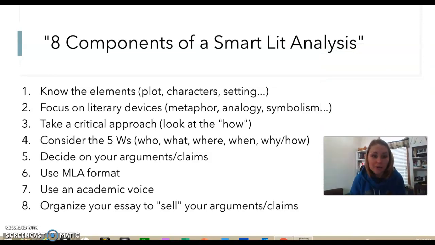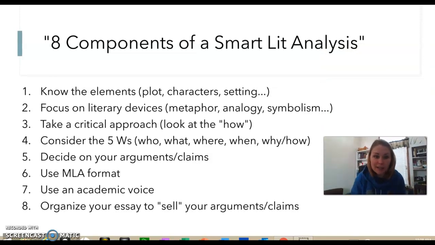All right, so what were those 8 components of a SMART literary analysis? It begins with looking at how the author focused on plot, the characters, the setting. Then you look at those literary devices, such as how the author used metaphors or an analogy to something else, or maybe symbolism in their book. The third component is that you take that critical approach, the how did the author do this approach.